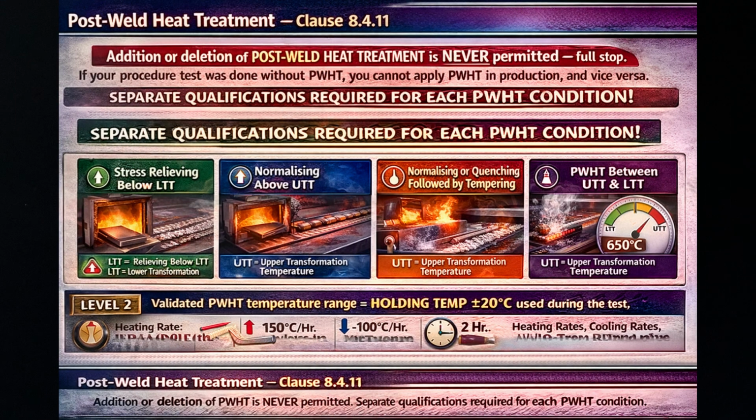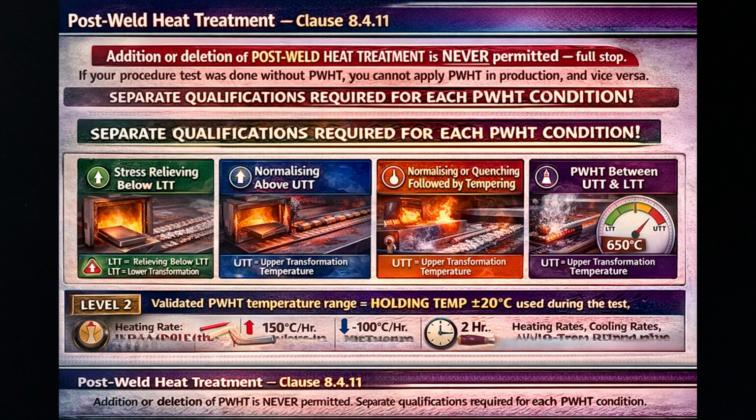Post-weld heat treatment, clause 8.4.11. Addition or deletion of post-weld heat treatment is never permitted, full stop. If your procedure test was done without PWHT, you cannot apply PWHT in production, and vice versa. Separate qualifications are required for each of the following PWHT conditions: stress relieving below the lower transformation temperature, normalizing above the upper transformation temperature, normalizing or quenching followed by tempering, and PWHT between the upper and lower transformation temperatures.